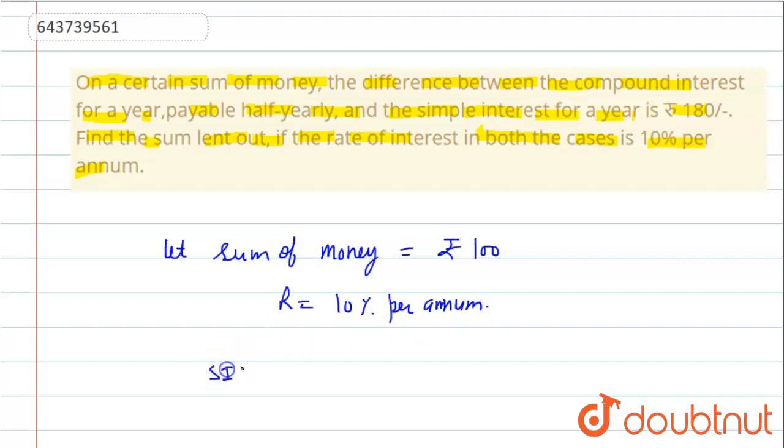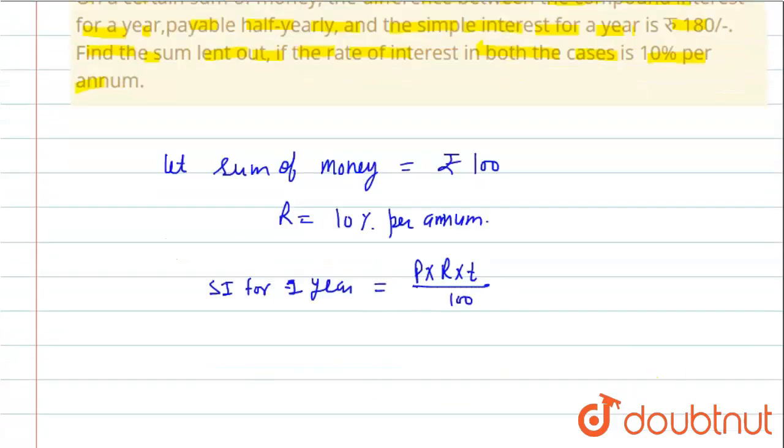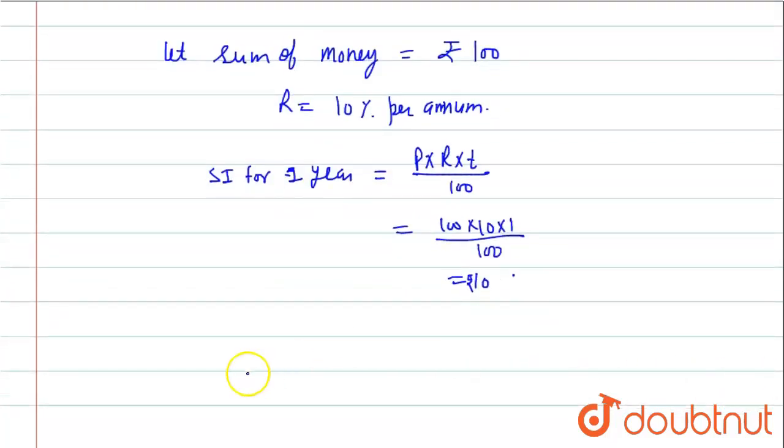Now simple interest for 1 year will be equal to P into R into T by 100. Time is 1 year, so this will be equal to 100 into rate 10 into time 1 year by 100. So this will be equal to 10 rupees. 10 rupees is the simple interest for the first year.